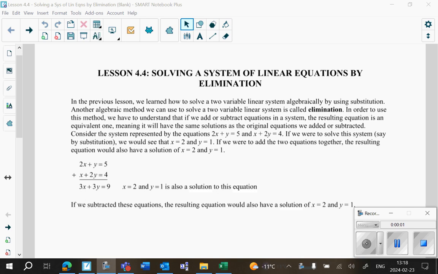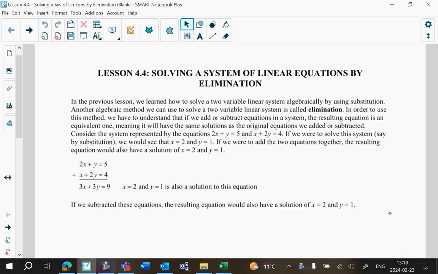We are going to talk about the last way to solve a system of equations. And remember, a system of equations for our purposes is made up of two equations with two variables in each equation. Okay? And we've seen how we can solve them by graphing. We've seen how we can solve it by substitution. Now there's another algebra method that we can use.